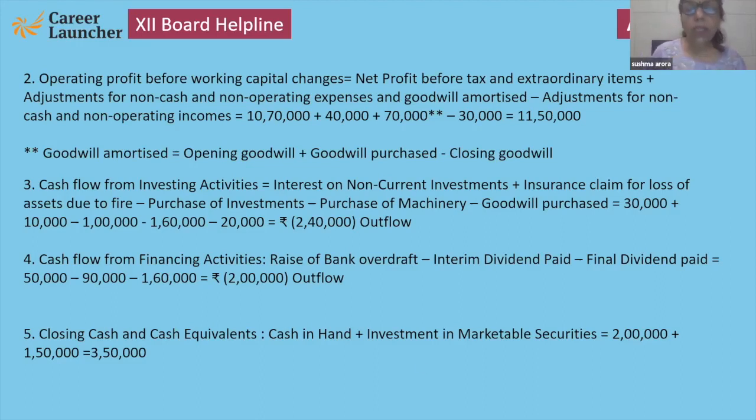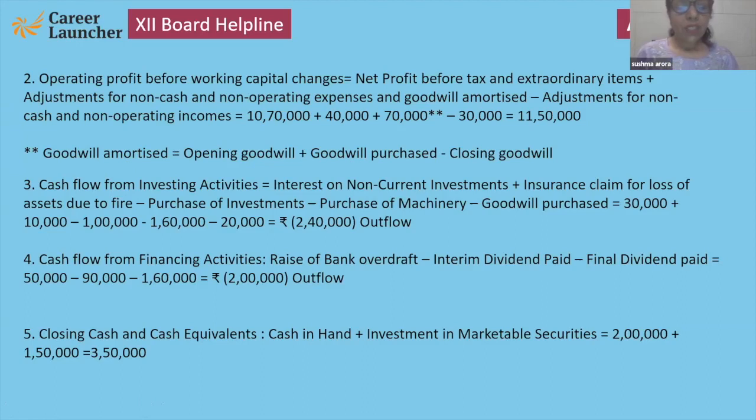So by this way, we can come to know that in the previous slide, the net profit before tax was 10,70,000. Okay, now goodwill amortized and adjustment for non-cash and non-operating incomes. Now, how to calculate goodwill amortized? Opening goodwill plus goodwill purchased minus closing goodwill. Okay, please note down.